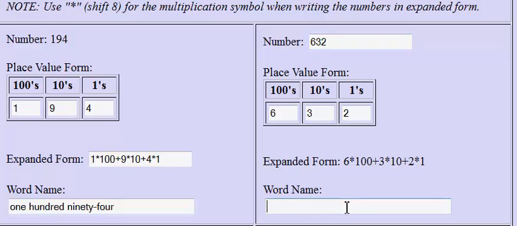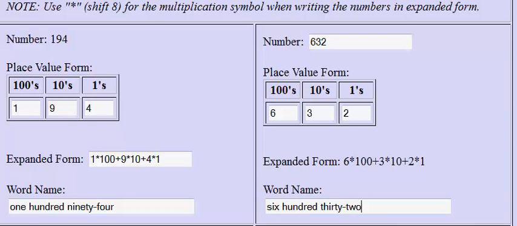And then to write the word name for 632, I read it just that way. The word 6, the word 100, and I had to use the word 100 because the 6 comes from the hundreds place. And then the last 2 digits, 32, since it requires 2 words to name it, the word 30 and the word 2, I must use a hyphen between those 2 words. So I will type 30, hyphen, then the word 2.